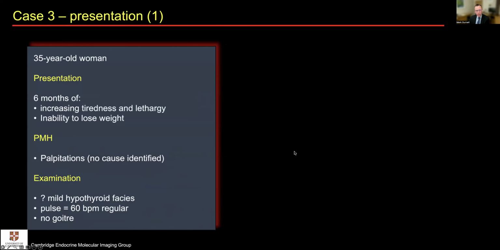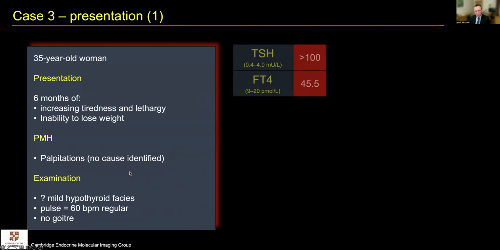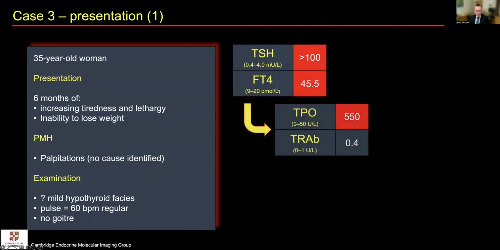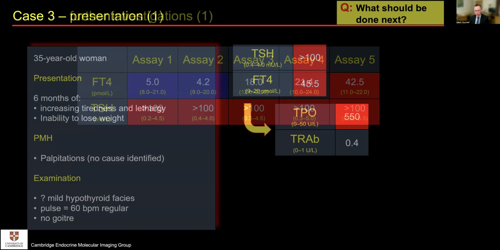This was a 35-year-old lady who presented with a number of features that suggested hypothyroidism, but actually interestingly had a history of palpitations in the past. But the TSH was markedly elevated, and the free T4, however, was actually also elevated. Thyroid peroxidase antibodies were clearly detectable, whereas TSH receptor antibodies were not. So what should be done next?